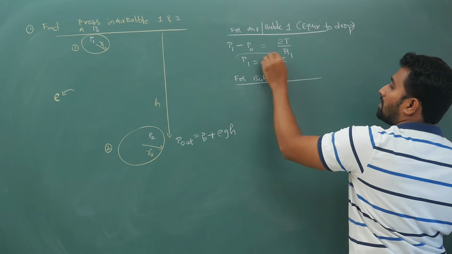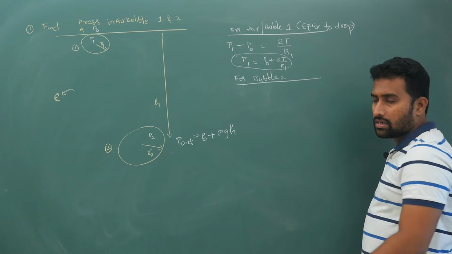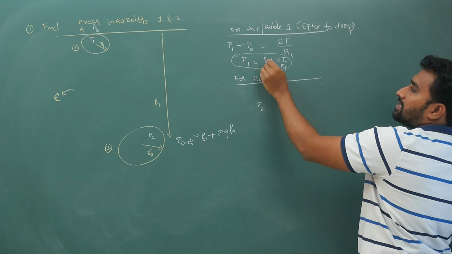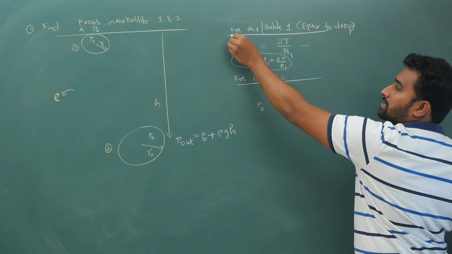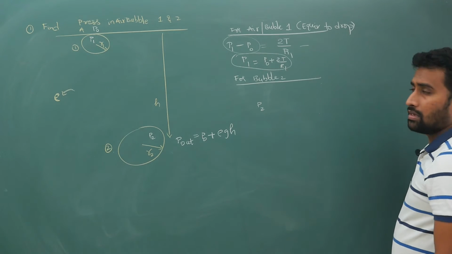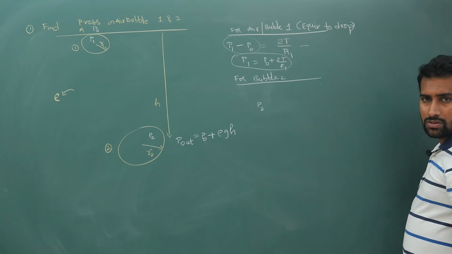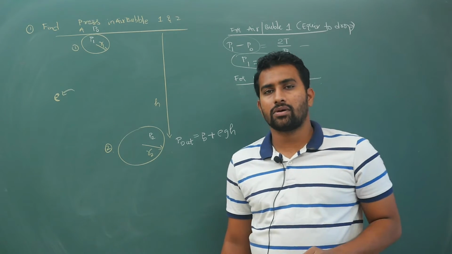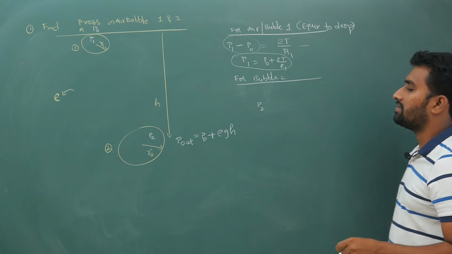Look at the options carefully. Whatever is asked, answer accordingly. For the second bubble, if excess pressure is asked, this is the answer: P2 minus P0 is the excess pressure value. The pressure inside is P0 plus 2T by R1. Look at the language of the question and then try to answer it. Don't try to hastily answer everything.